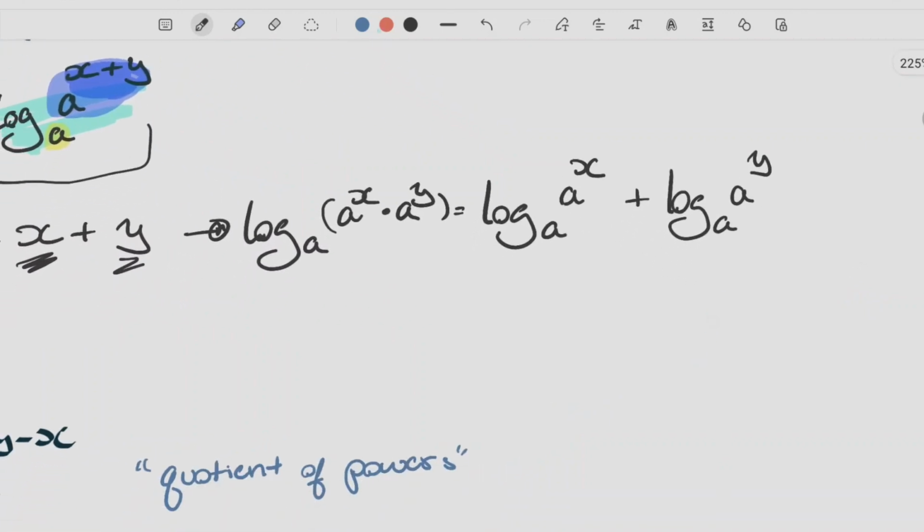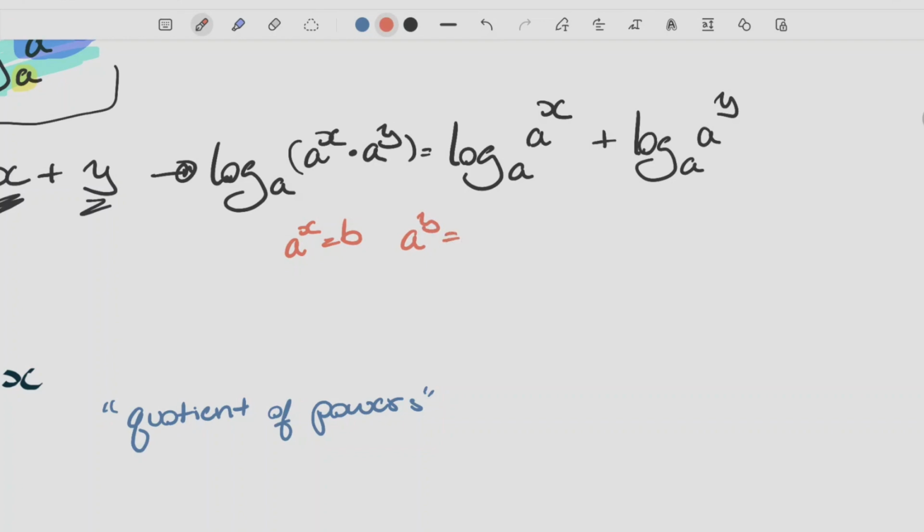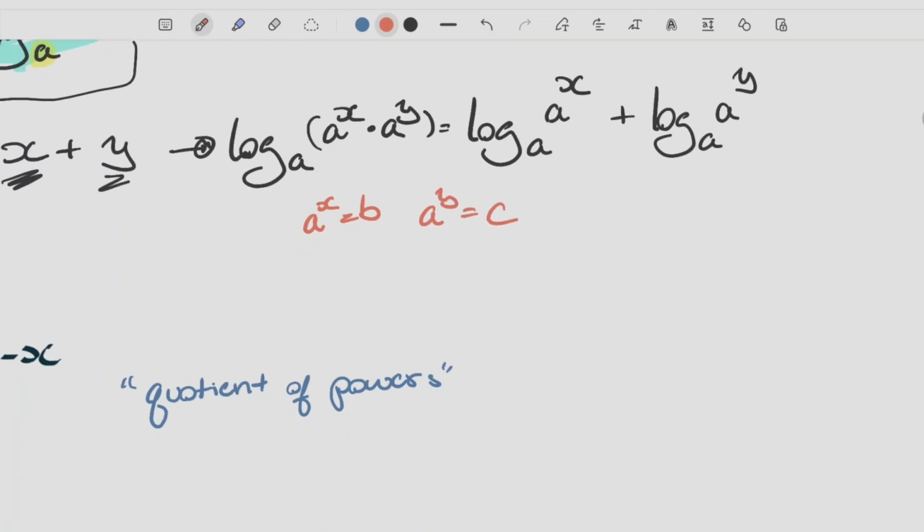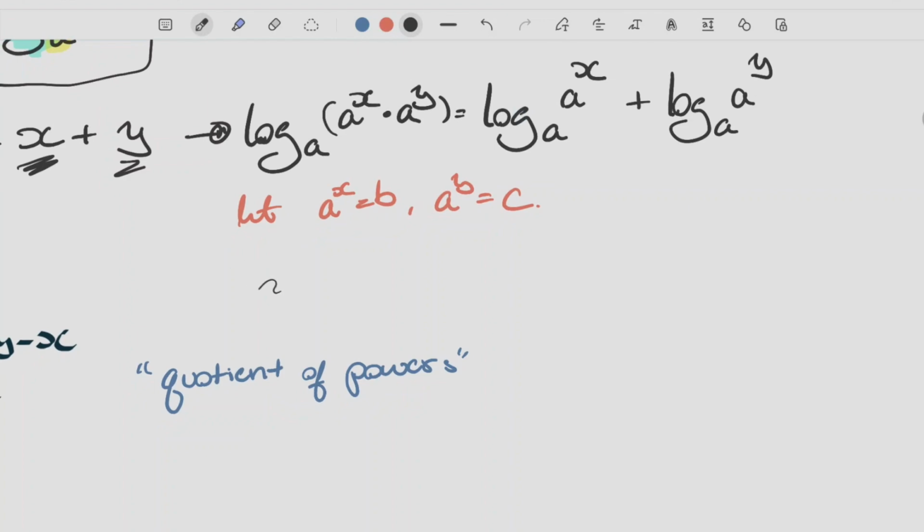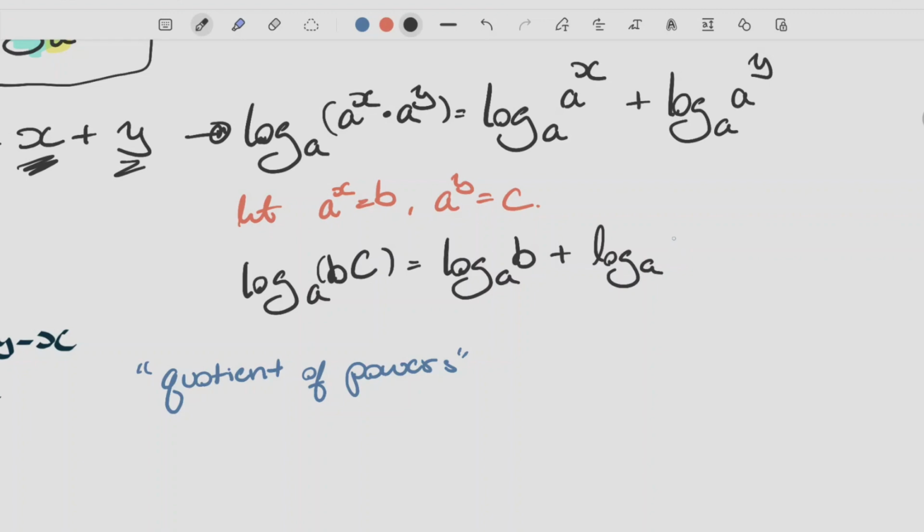But let's make it look more general, because this whole a to the x and a to the y is not how we're gonna see it when we're solving problems. So let's make a^x equal b, because we've been doing that the whole time, and we'll make a^y equal to c. It's still general, because b and c could be whatever. So log base a of bc is equal to log base a of b plus log base a of c.